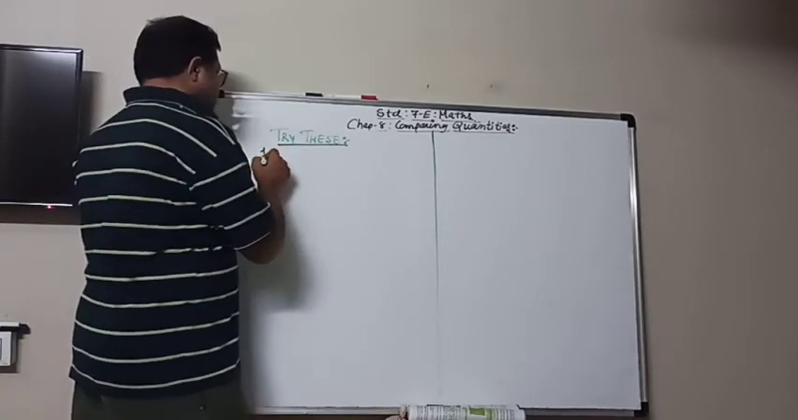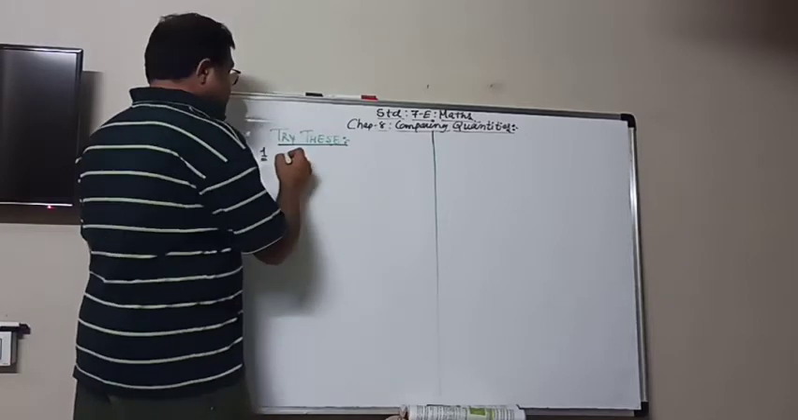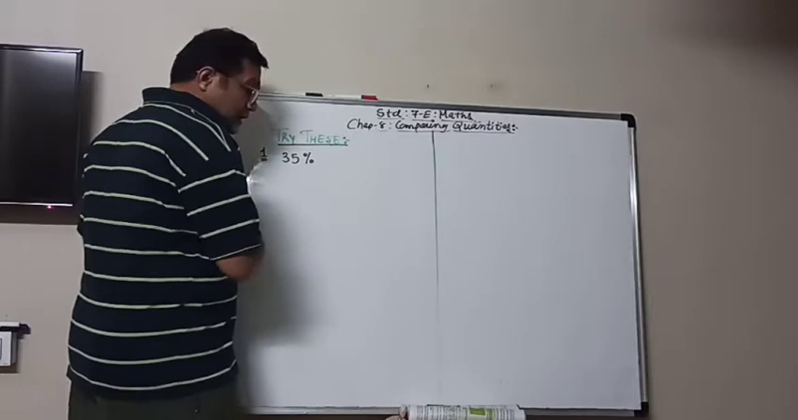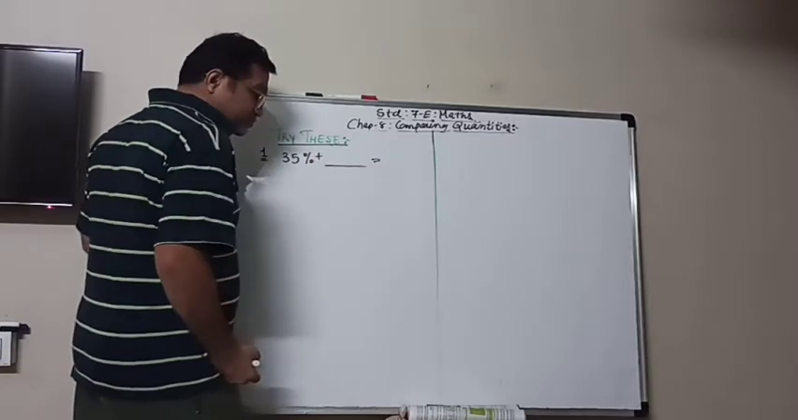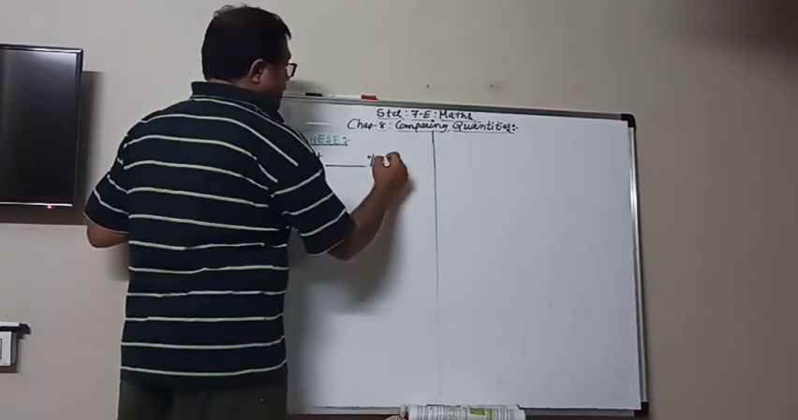In the first, there are some blanks. 35% plus blank percent is equal to 100%.